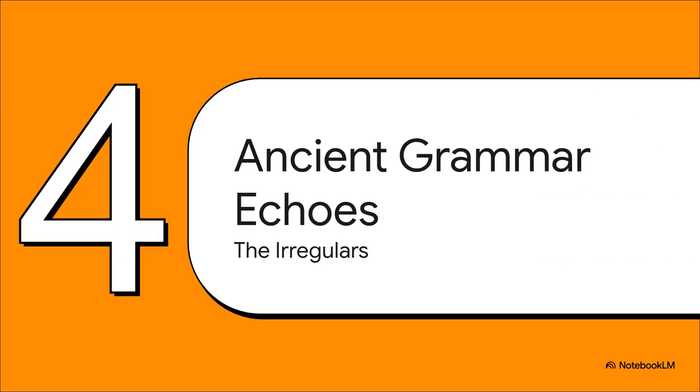Okay, now we're getting into the really cool stuff. We're about to uncover some ancient grammar echoes. These aren't really rules in the modern sense. They're more like linguistic fossils, words that have kept their plural forms from a much, much older version of English. This is where the deep magic happens.